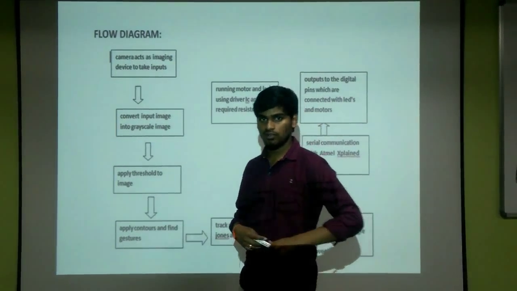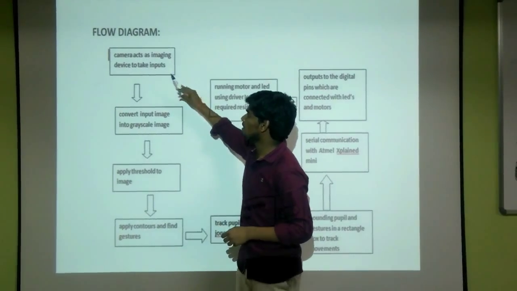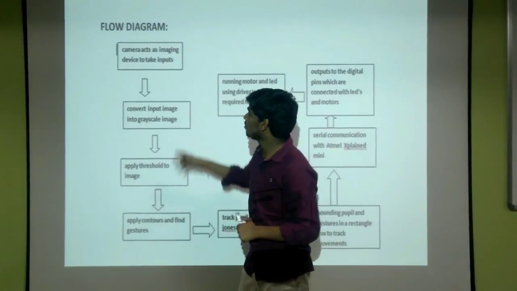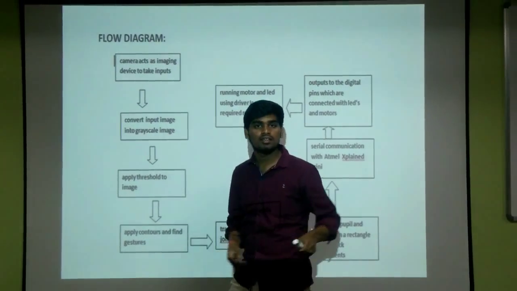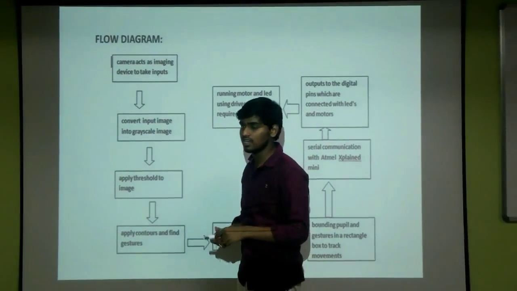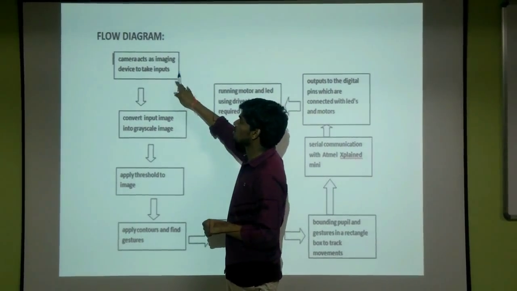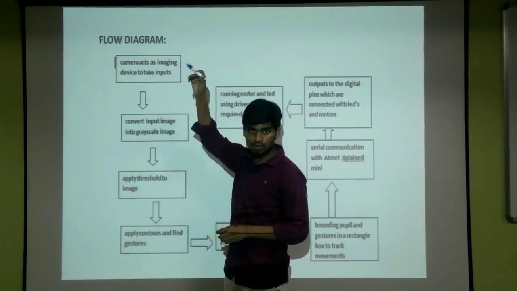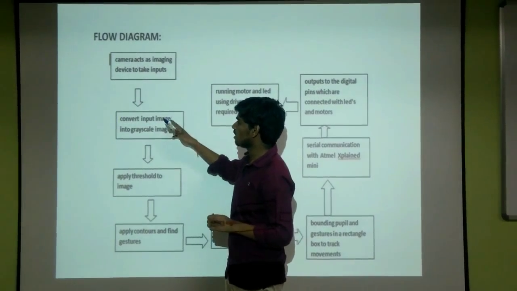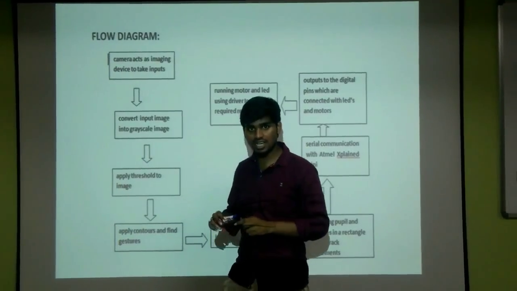Coming to the flow diagram of our project, first the input of the user is taken by the imaging device, which is nothing but the camera. Before taking the input by the camera, the user should mention in the voice input whether he needs hand gestures or eye gestures. If he selects hand gestures or eye gestures, then the video frames are saved in the form of image frames, and next each image is converted into a grayscale image.